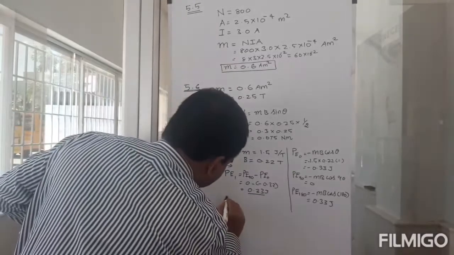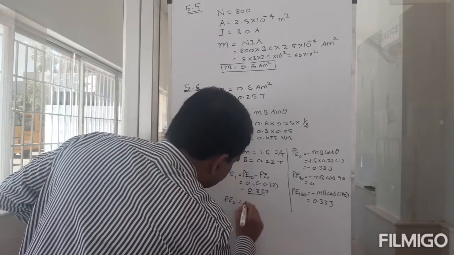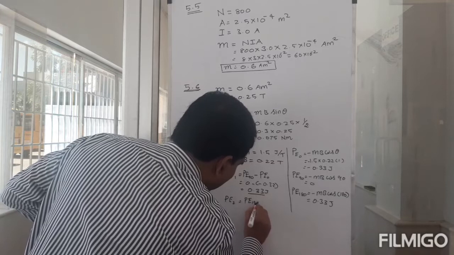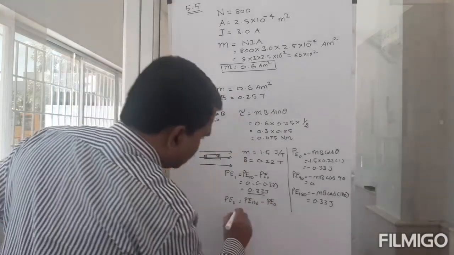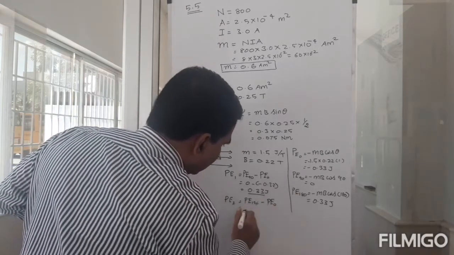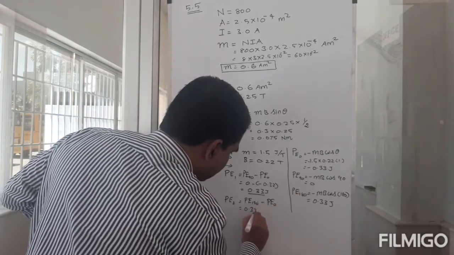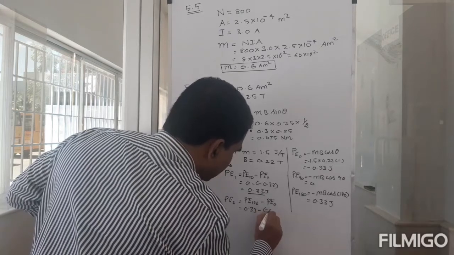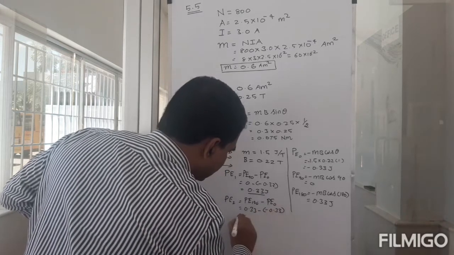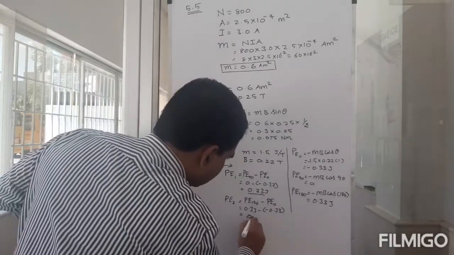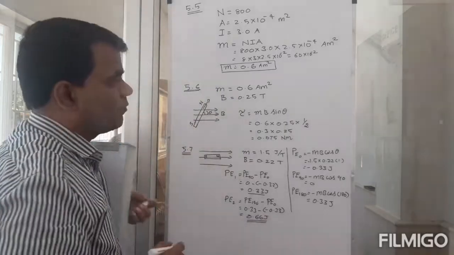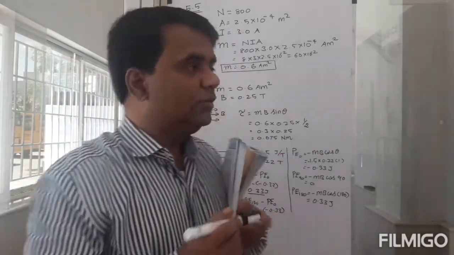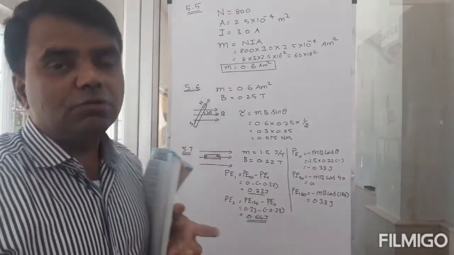So in the case of P2, that's going to be P 180 degrees minus P0. So that should give you 0.33 minus of minus 0.33. So that should be equal to 0.66 joules. So this is how you do this problem.